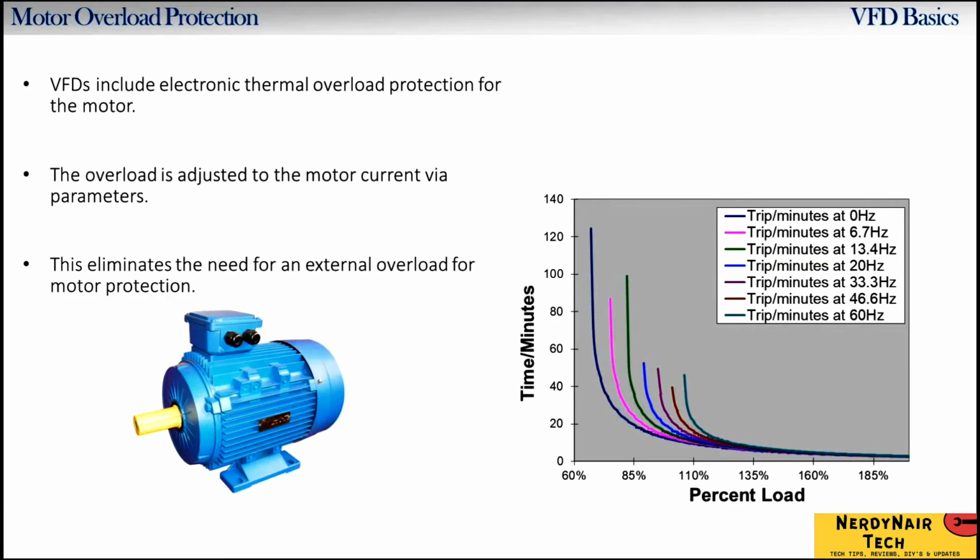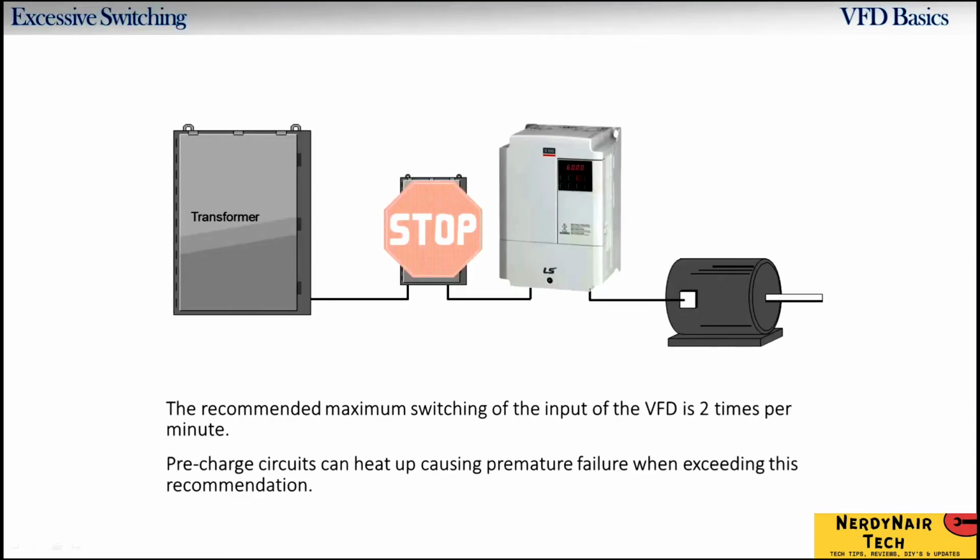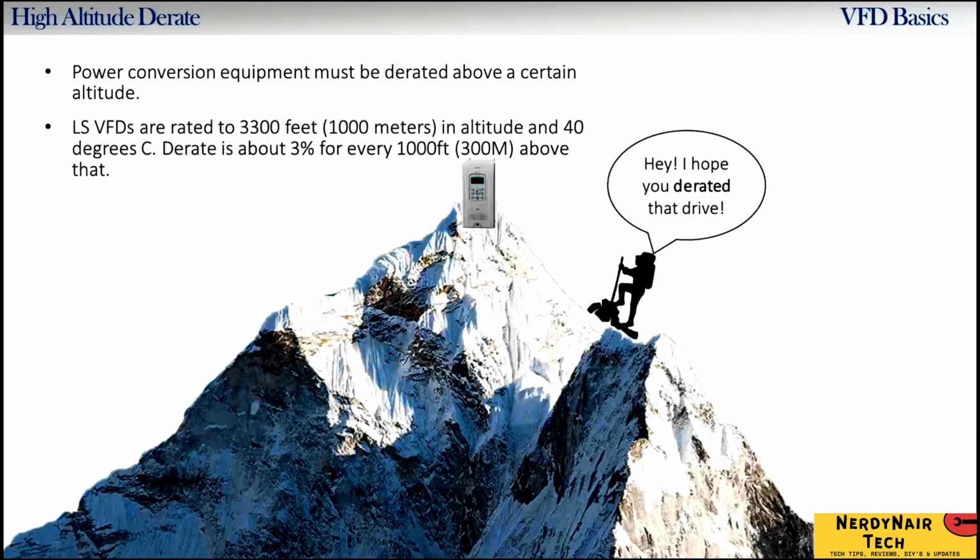In VFDs, we don't have to use external overload protection circuit because these are inbuilt in the VFD. When using multiple motors at VFD output, we have to use this formula for current setting. In VFDs, the power on-off cycling limit should be maximum 2 times per minute, or the pre-charge section can get damaged. Derating of VFDs.